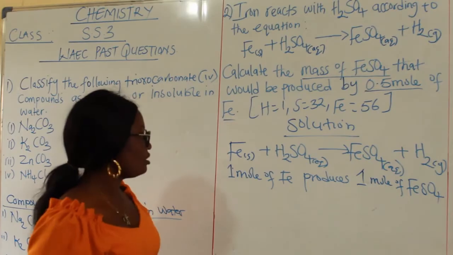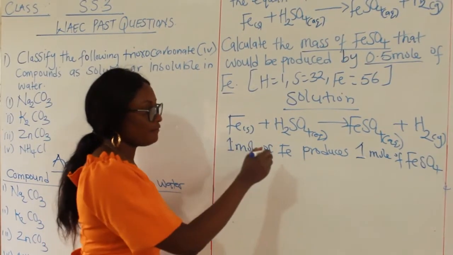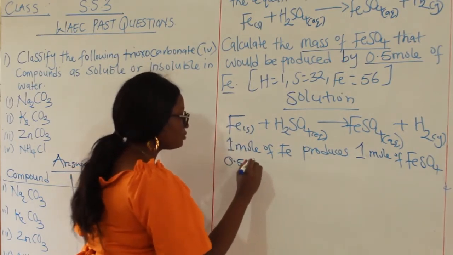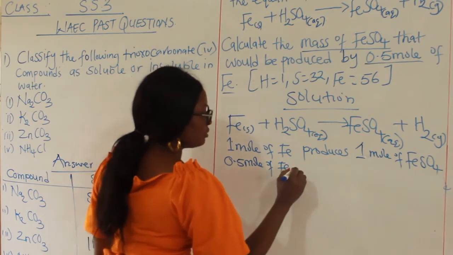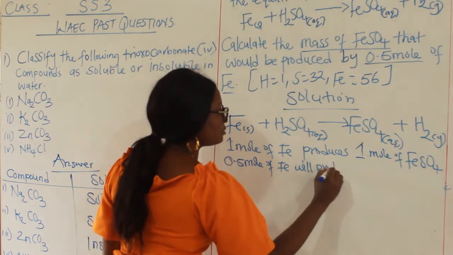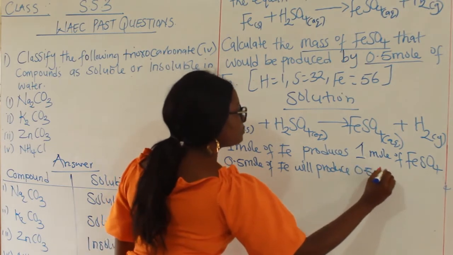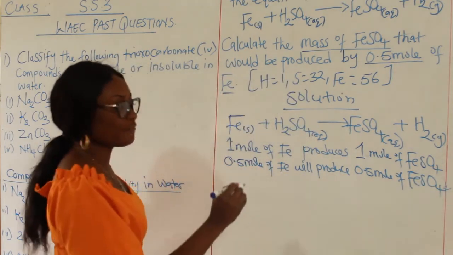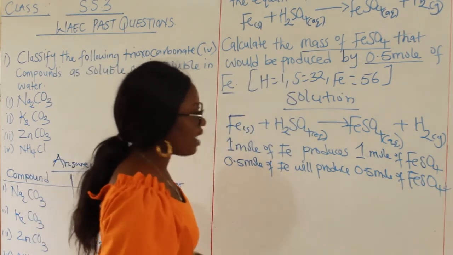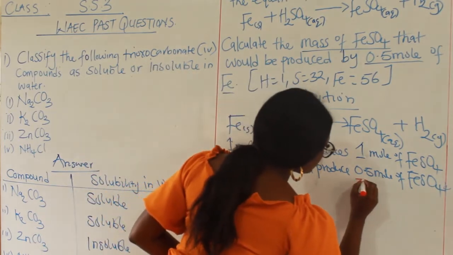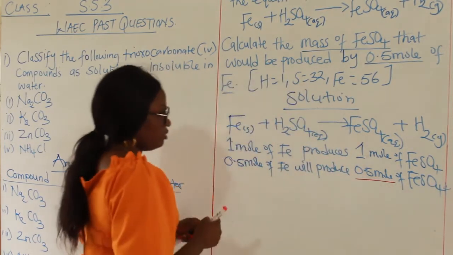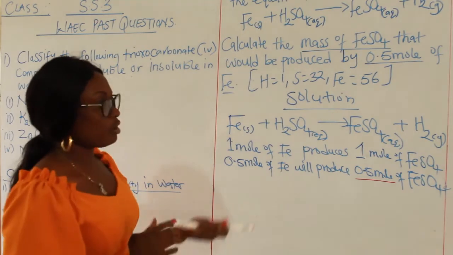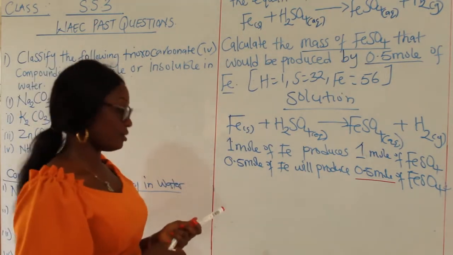Okay, we want to look for the mass, but we need to get the mole of iron sulfate before we calculate the mass. So if 1 mole of iron produces 1 mole of iron sulfate, therefore 0.5 mole of iron will produce 0.5 mole of iron sulfate. Okay? It means we have gotten the mole of iron sulfate as 0.5. I'm just going to underline that so that you will know exactly what we did. So we got the mole of iron sulfate from the mole of iron, okay?